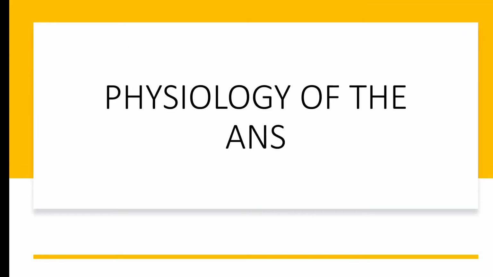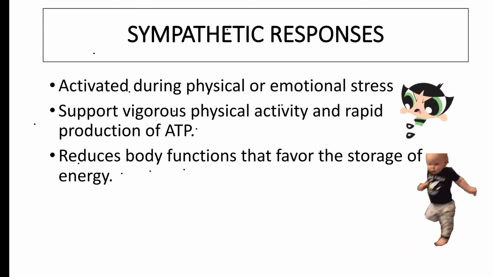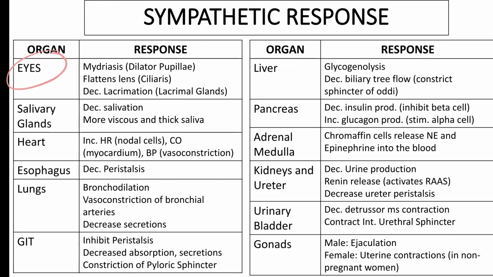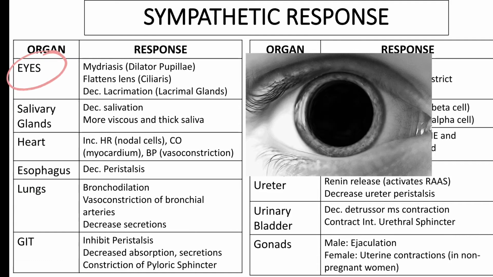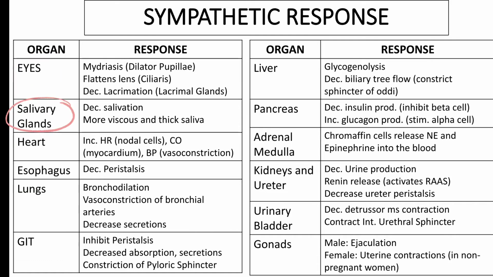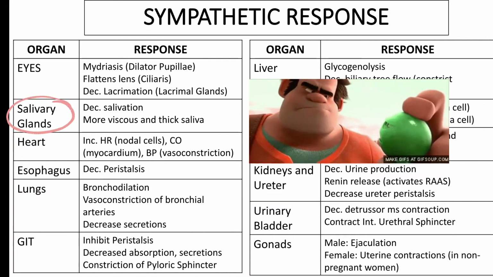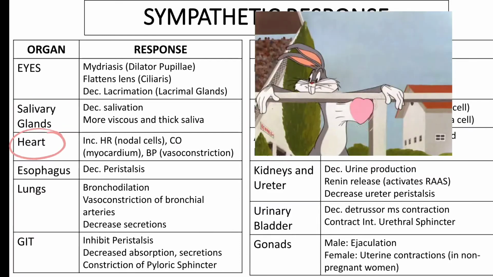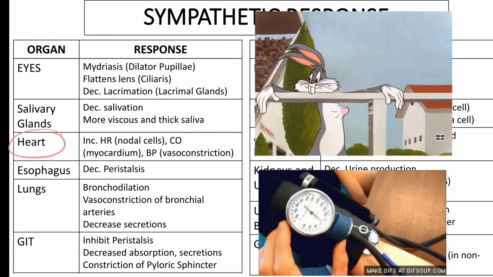Now let's talk about the physiology of the ANS. So let's start with the sympathetic responses. They are activated during emergency situations. So here are the responses. For the eyes, there is mydriasis or dilation of the pupil, the lens is flattened, and there is a decreased lacrimation or tearing up. For the salivary glands, there is decreased salivation and a more viscous and thick saliva is formed. For the heart, what is generally being acted on are the nodal cells, allowing for increased heart rate, as well as your myocardium increasing heart contractility, as well as vasoconstriction causing increased blood pressure.